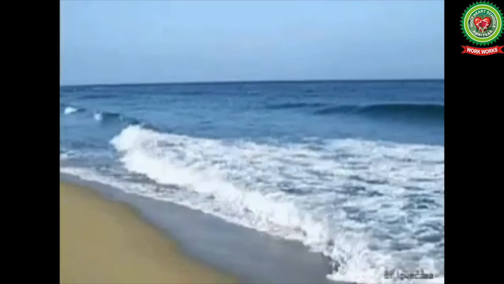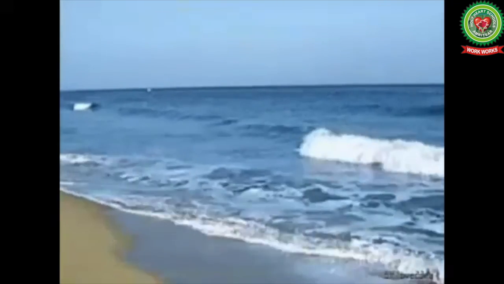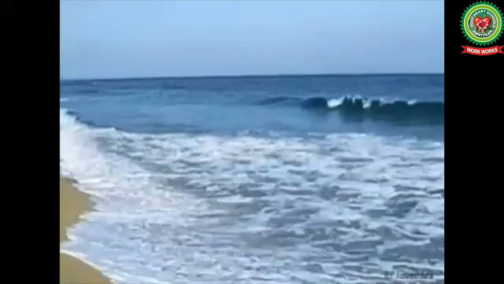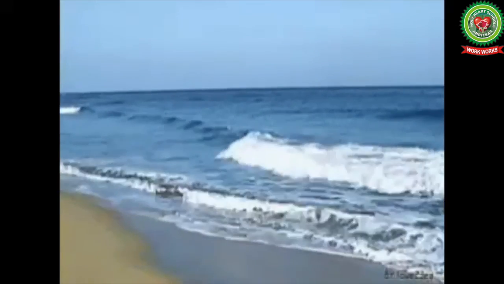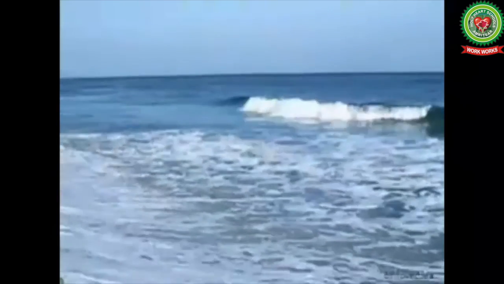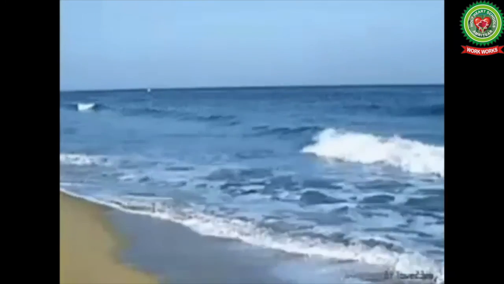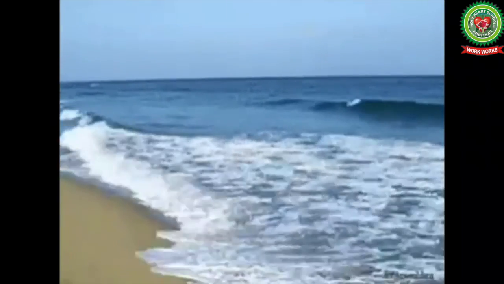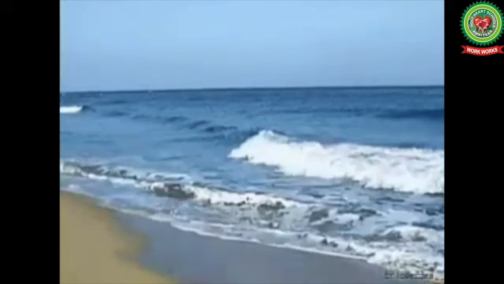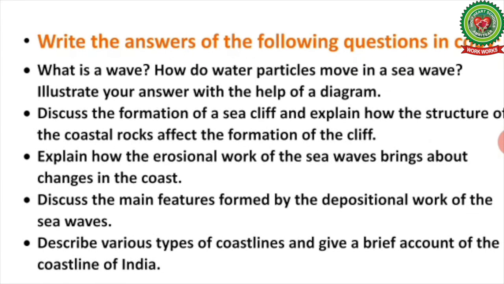Now, it's time for you to take your homework. You have to mark and learn exercise second, question 1 to 4, exercise third, all 3 questions. Read page number 226 to page number 239. Children, you also have to write the answers of the following questions in your copy. The first question is, what is a wave? How do water particles move in a sea wave? Illustrate your answer with the help of a diagram.